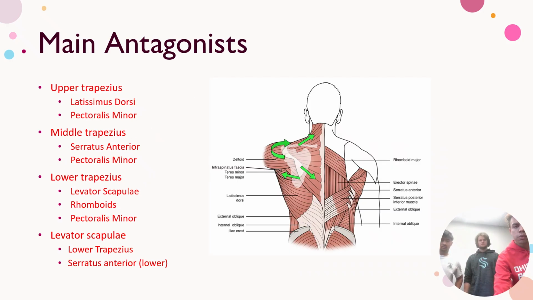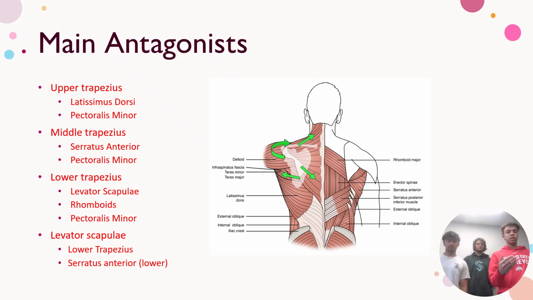All right, so then we're moving on to the main antagonist. The antagonist opposes the main action of the prime mover. And so for the upper trap, that would be the latissimus dorsi because it opposes the scapular elevation and upward rotation of the upper trap. The pectoralis minor would also be one of them.